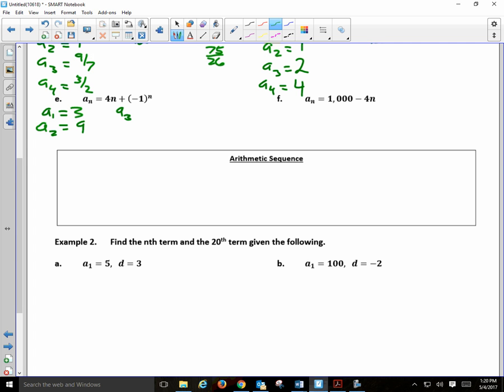A sub 3 is 12 plus 1 or minus 1. So you get 11, and then a sub 4 is 16 plus 1 or minus 1. You get 17. So you can see that it goes up by 6, then it goes up by 2, then it goes up by 6, and then it'll go up by 2, and so on. So, kind of difficult to see exactly what's happening. In this one, a sub 100 would be 400 plus 1 or minus 1. We get 401.